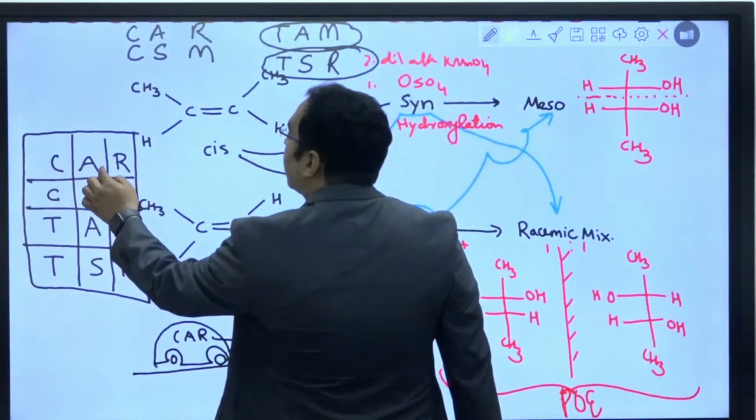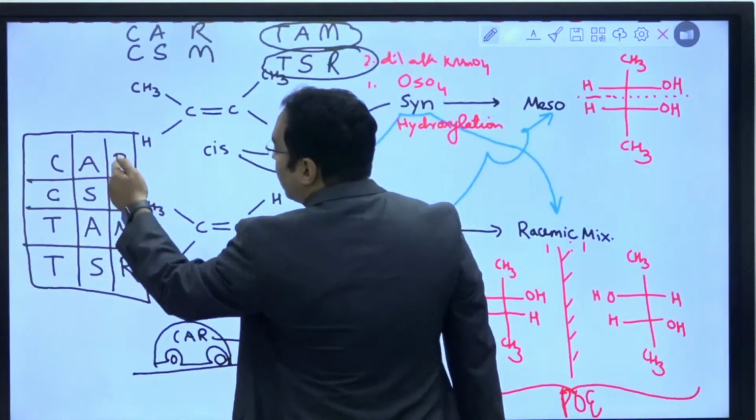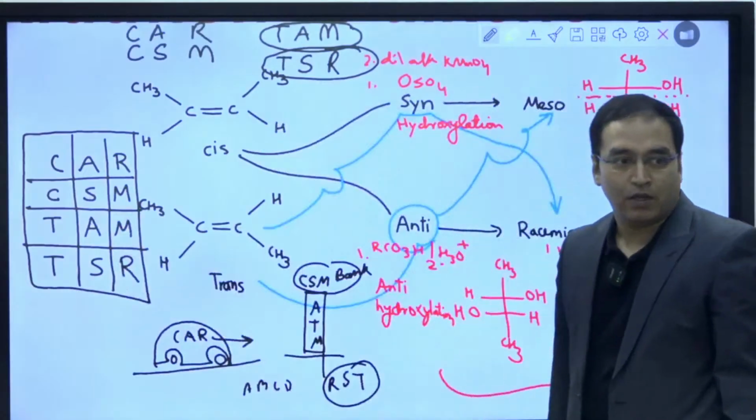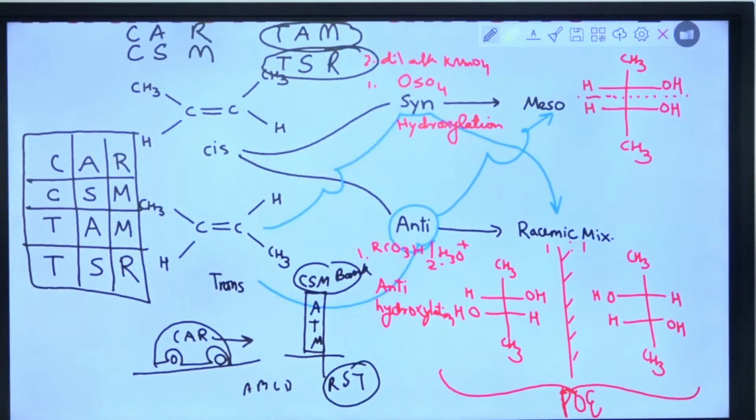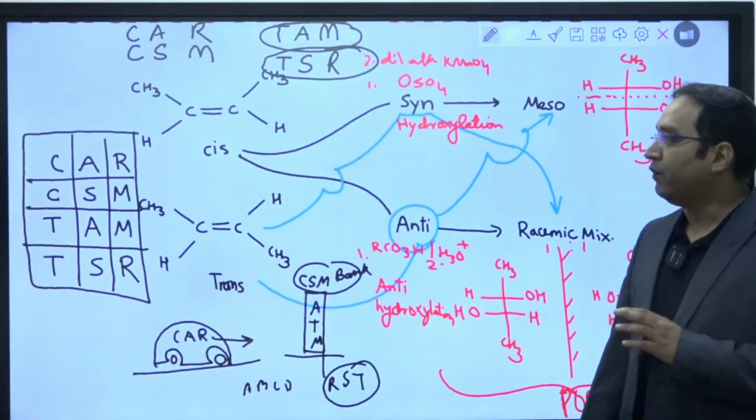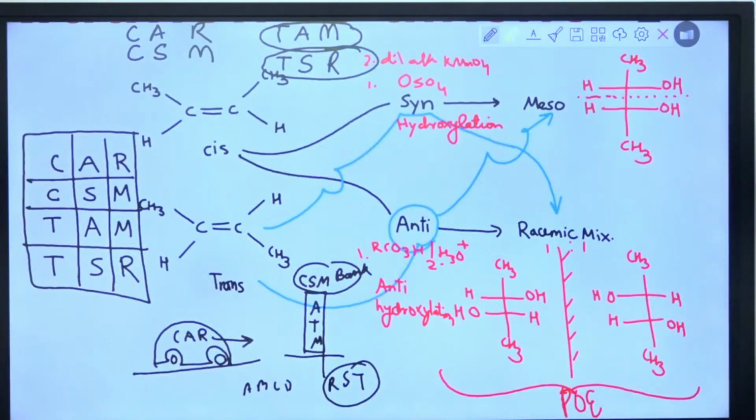अब देखो ना, CAR अगर R है तो CSR थोड़ी R हो, CAR भी R है, CSR भी R है, तो कैसे हो सकता है, right? So just one code is enough to crack the whole code. Is it clear? So if you know CAR, of course you know CSM, and if you know CAR, you know TAM. If you know TAM, you know TSR.